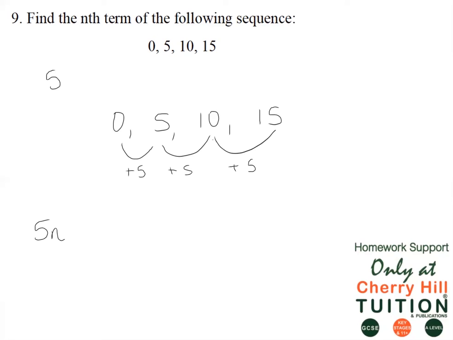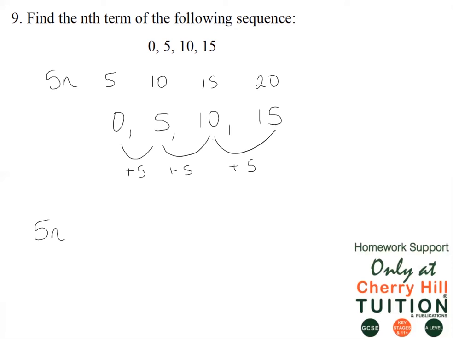So we now write this sequence above our sequence that we are asked to find the nth term. So 5 multiplied by 1 is 5, 5 multiplied by 2 is 10, 5 multiplied by 3 is 15, and 5 multiplied by 4 is 20. As you can see, 5n does not match our sequence. So the next step is to work out how we get from 5n to our sequence.